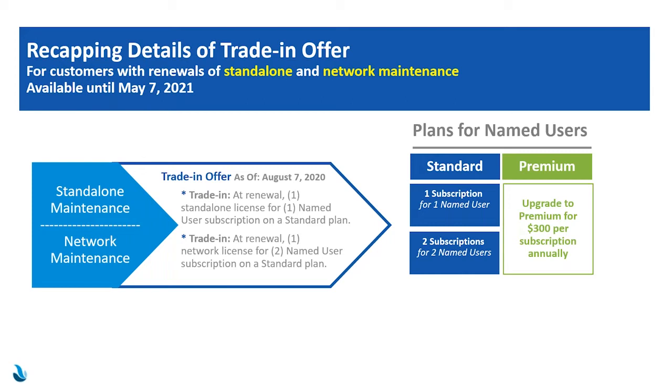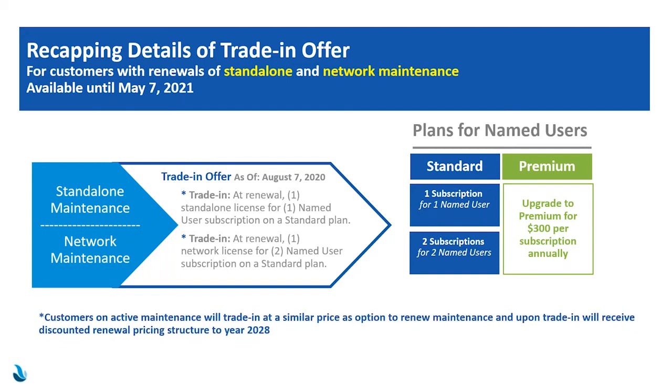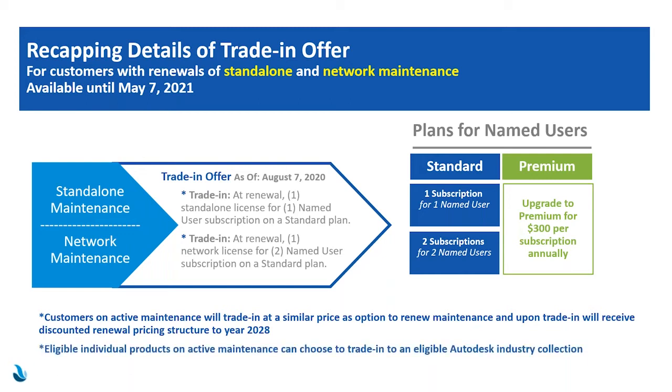Now for network maintenance, at trade-in renewal time until May 7th, 2021, you can trade in each network maintenance for 2 named user subscriptions, and also you can go ahead and add premium plan. So customers on active maintenance will trade in at a similar price as if they were to renew their maintenance today. And upon that trade-in, they're going to get that discounted renewal pricing structure until year 2028.